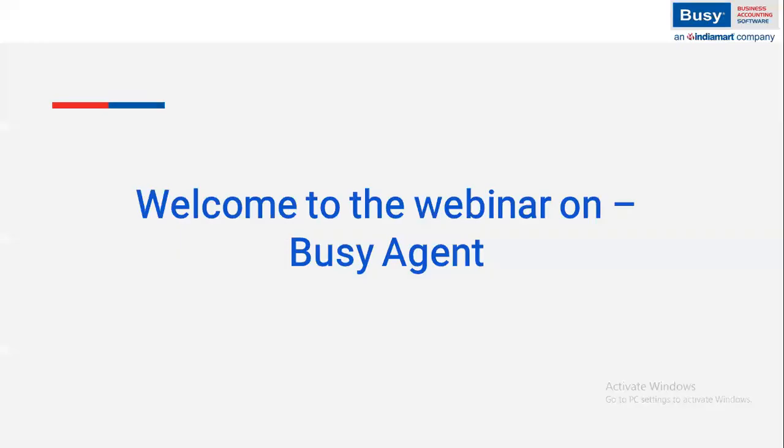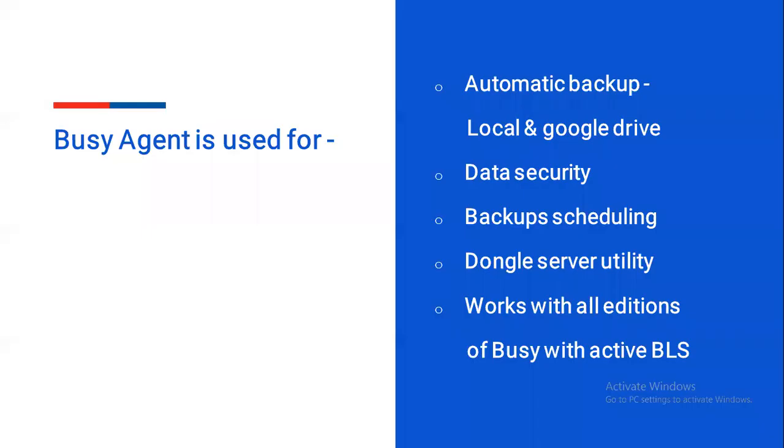First thing is, all of you know that for Busy Agent, currently we have the 2.2 version. Busy Agent 2.2 is the latest version, and this utility is available for Busy Basic, Standard, and Enterprise editions. All the editions will get this Busy Agent utility.